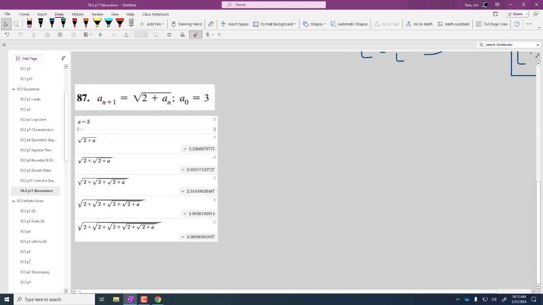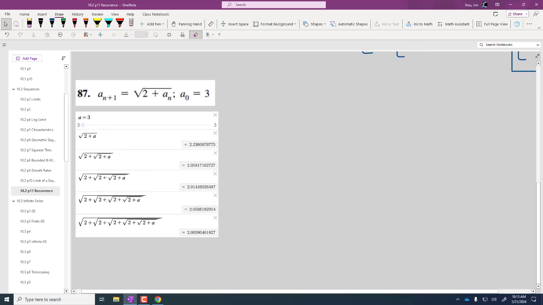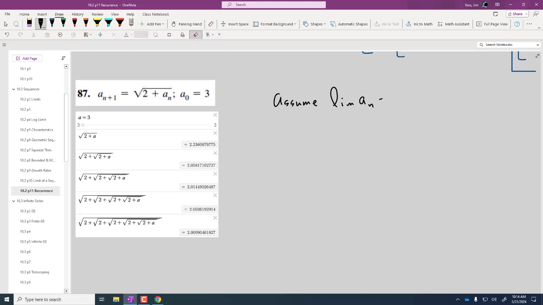So same idea with this one. We're looking here. We've got this recursive formula, this recursive definition. We're starting at 3. Plug it in, then we get square root of 5. Plug square root of 5 in there, we get that. Plug that into there and repeatedly, and it certainly looks like we're converging to 2 if we just look numerically. But to do the math, again, we're reasonably assured that it converges, so we're going to assume that the limit of a sub n is L.